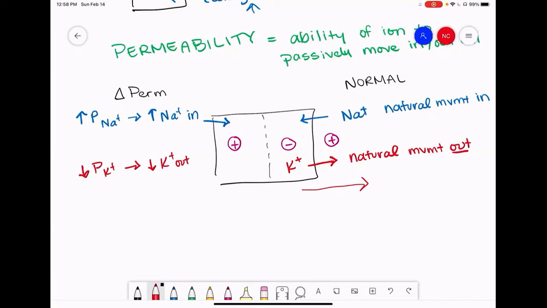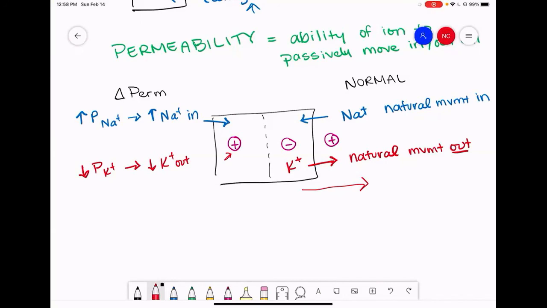Therefore, we are also going to end up with a positive charge building up, right? Because if we're not letting potassium move out, we're increasing positivity. Similarly, if we allow too much sodium in, we're increasing positivity. So changing the permeability is going to change the membrane potential.